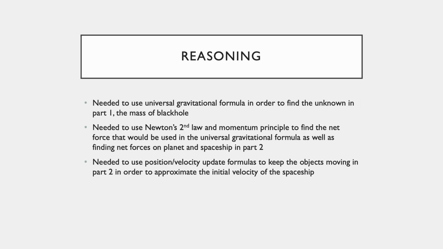The reasoning behind the assumptions and principles I used are below. We needed to use the universal gravitational formula in order to find the unknown mass. We needed to use Newton's second law, the momentum principle, to find the net forces that would be used in the gravitational formula, as well as finding net forces on the planet and spaceship in part 2, and we needed to use the update formulas to keep the objects moving in part 2 in order to approximate the initial velocity.